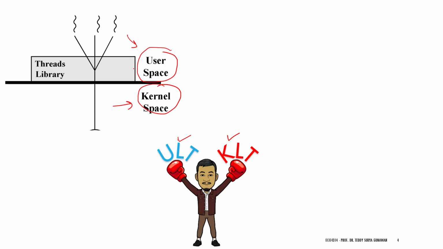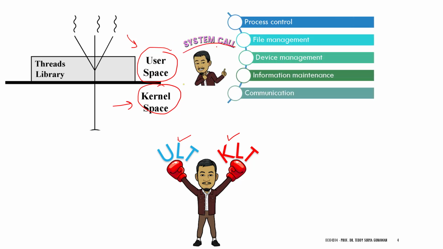If you want to access some function call, like a system call, for example process control, switching between processes, or file management such as open, delete, copy, and so on, device management, information maintenance like the date and time, and also communications, then you need to call the system call. Whenever you do a system call, you need to go into the kernel space, so you need to switch into kernel mode. So remember the mode switching: we switch from user mode to kernel mode. Normally the root, admin or kernel mode uses 0 and the other uses 1.